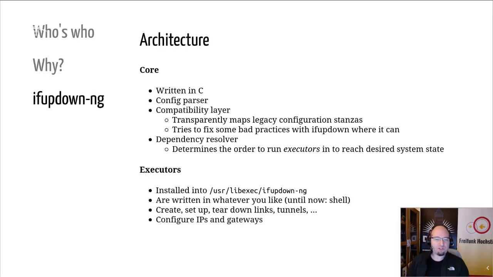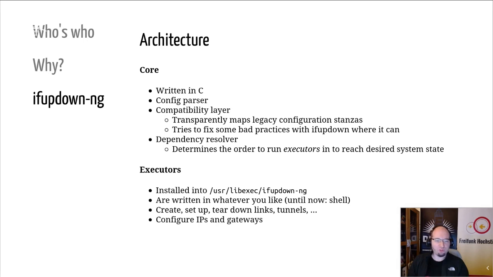The architecture of ifupdown-ng basically has two parts. The core is written in C. There is the config parser, or the lexer part, if you want to call it that way. It will read /etc/network/interfaces and all referenced files which are included there, and will digest it into chunks relevant as we see fit. I will go into that a bit later.